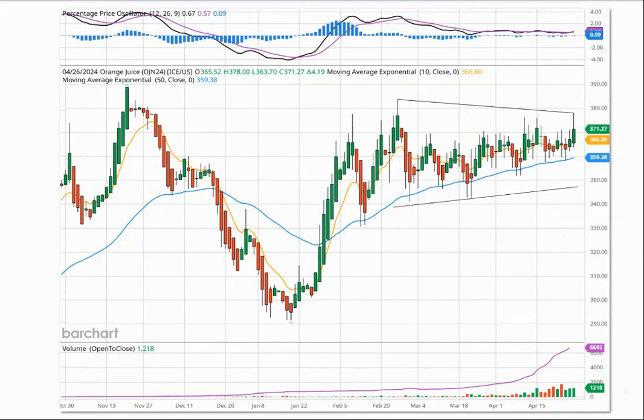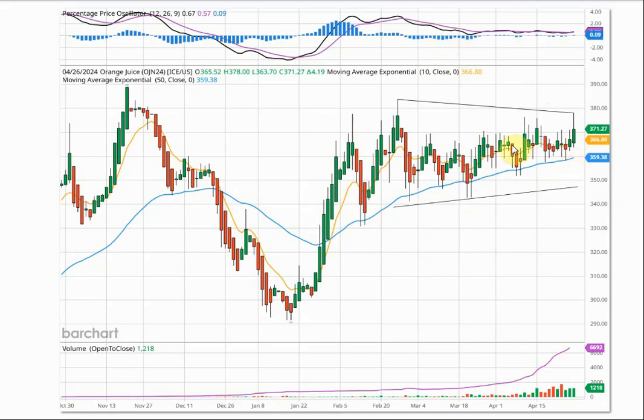Next, we've got orange juice. Up, down, and finally over the past couple of months, it's been consolidating within a fairly tight range, 340 on the downside, 380 on the upside, but with a very slight upward trend. Okay, so maybe this will break out to the upside. When that will happen, the sooner the better. So this is something that you should be watching.